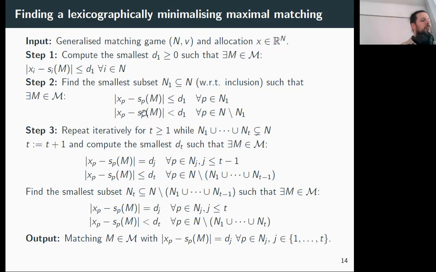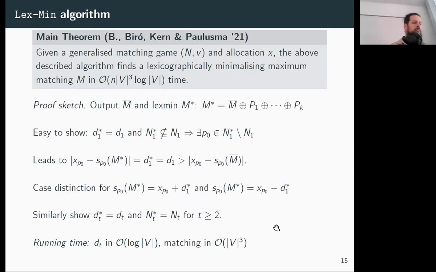And this is where we're going to need some open intervals. Once we are done with step 2, we can fix the deviation of countries in set N1. We're finished with them. And then we just have to repeat this until we fixed the deviation of all countries. The output is going to be the matching that lexicographically minimizes the deviations. And our main theorem is that given a generalized matching game and an allocation, with this algorithm, we can find a lexicographically minimizing maximum matching in polynomial time.